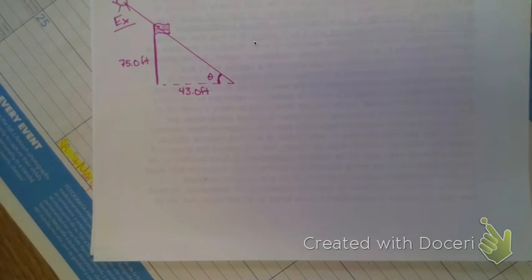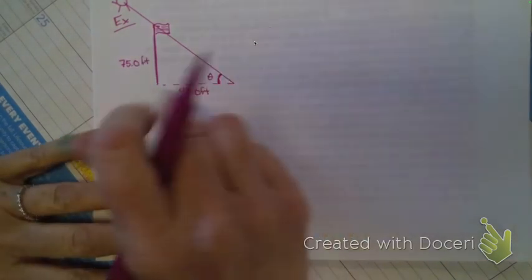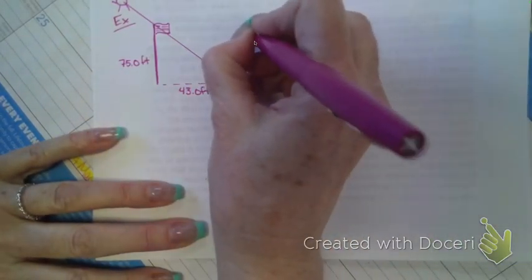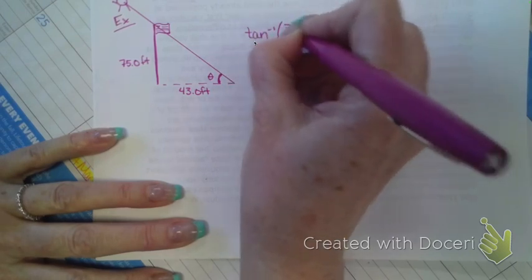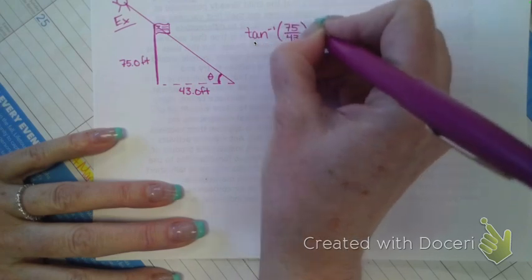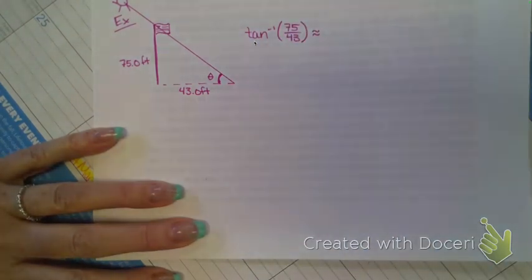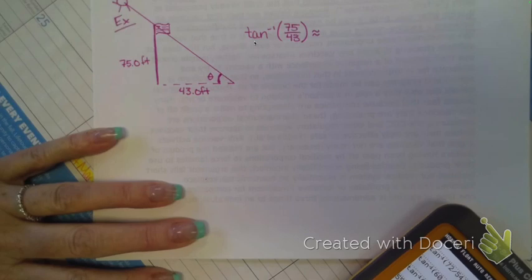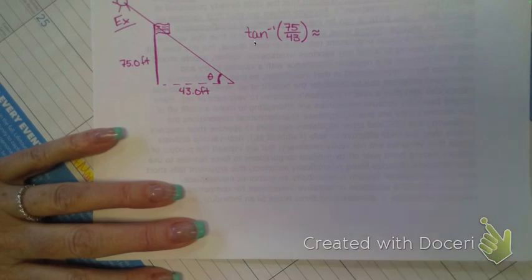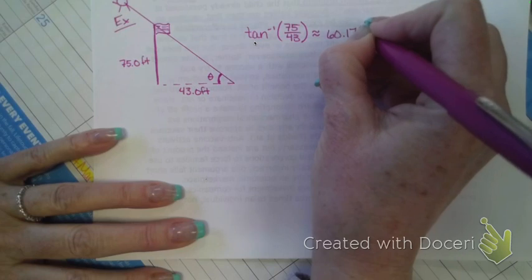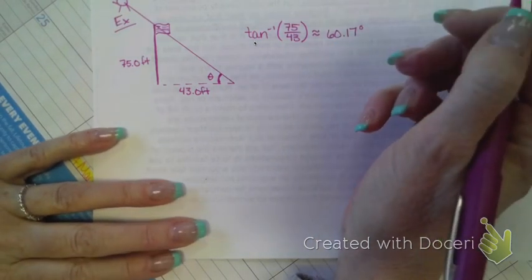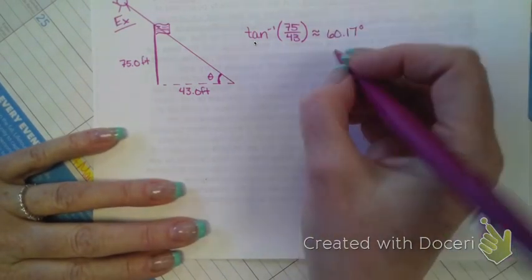Tangent. Okay, but inverse tangent? Yeah. Okay, because inverse finds an angle, right? And I have opposite and adjacent, so inverse tangent of 75 over 43. So that's approximately 60.17 degrees, but they said to the nearest 10 minutes, yes? So I got 60 degrees.